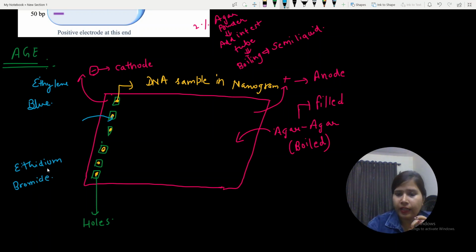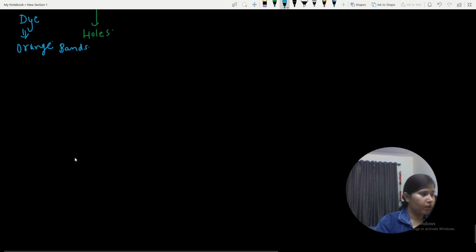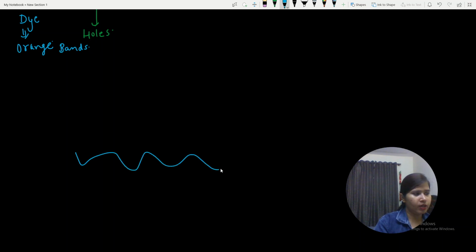This dye is highly important because it is asked every time. Mostly this question is asked about ethidium bromide. So ethidium bromide is a kind of dye. I'm writing it here. It is a kind of dye which will give you an orange band, right?